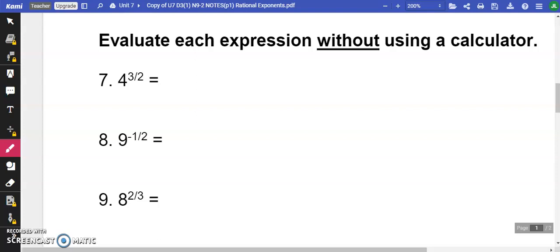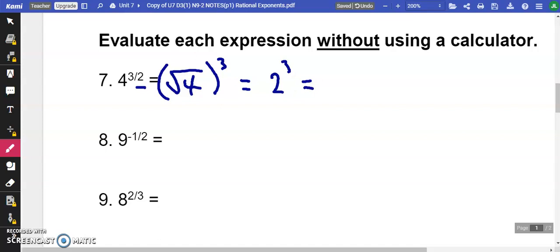So what I'm going to do is first rewrite it in exponent form. So if I have a denominator of 2, that means I need a square root of 4 with an exponent of 3. Of course, I know the square root of 4 gives me a 2. And I know 2 to the third power is 8 because I just did 2 times 2 times 2.